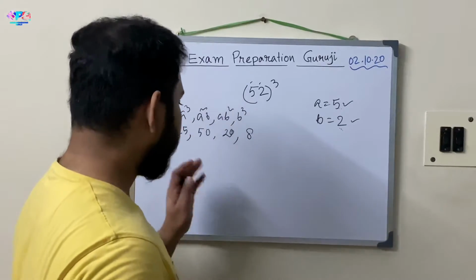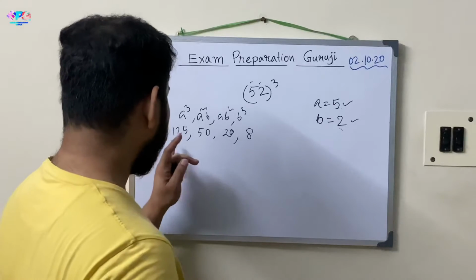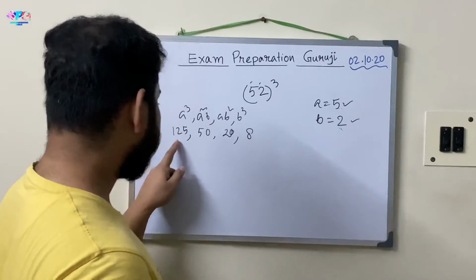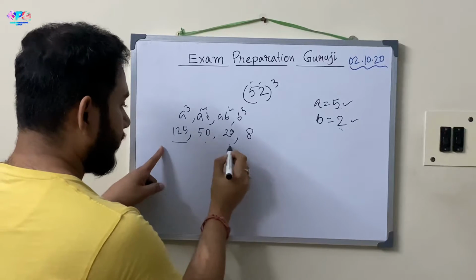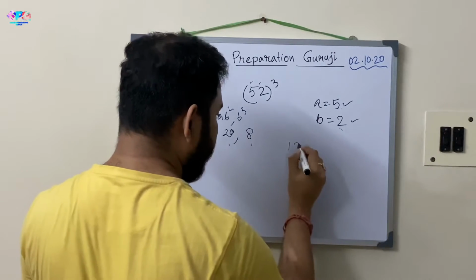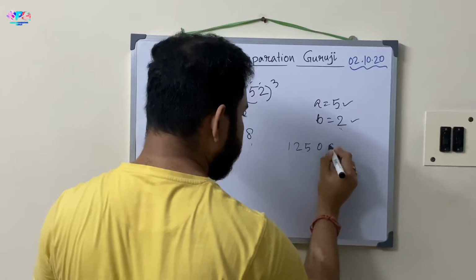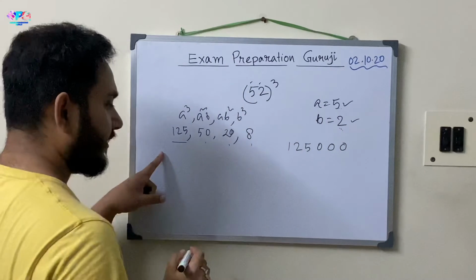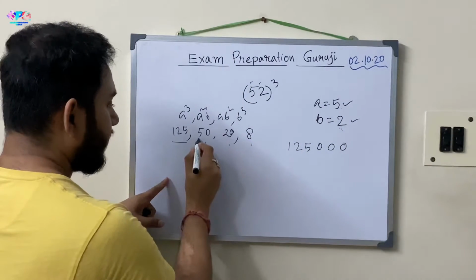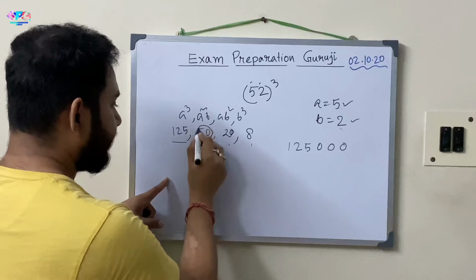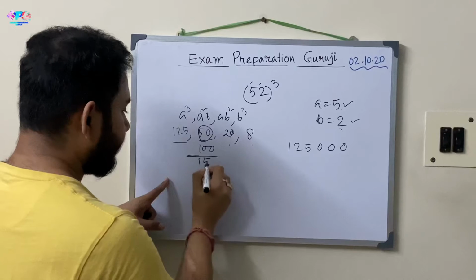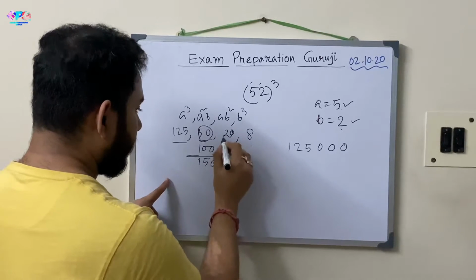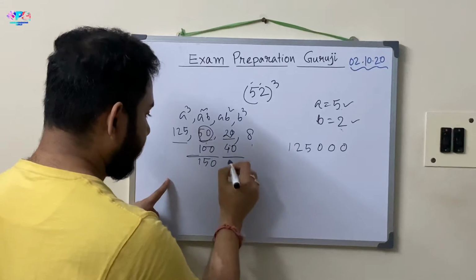As per the rule, we have to take 125 and how many zeros? 1, 2, 3. So 3 zeros: 125000. We need to add 50 with double of this number. So 150, and double of this number, 40, then 60.